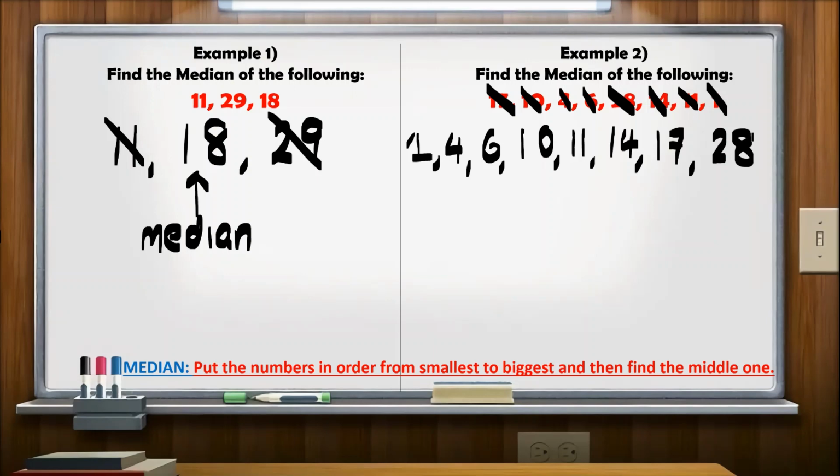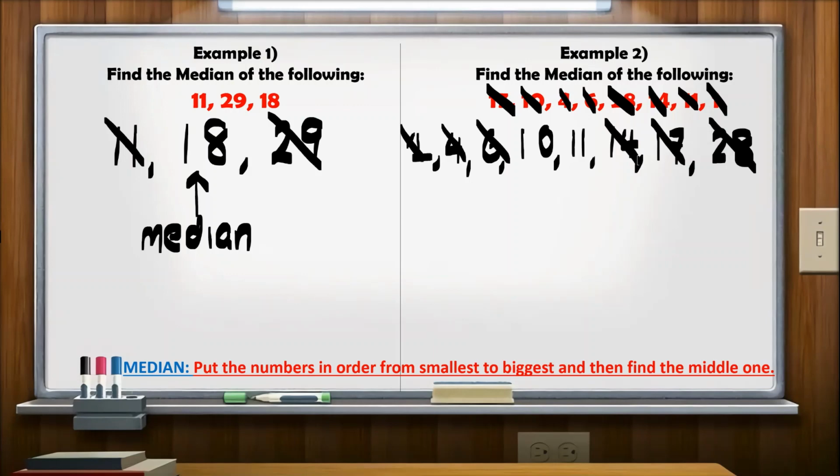Now that we have placed the numbers in order of size from smallest to biggest, we are going to find the middle number by crossing off the numbers from each side. So if I cross off the number 1 from the left-hand side, I'm going to cross off the number 28 from the right-hand side. And I will do this until I am left with my middle numbers.